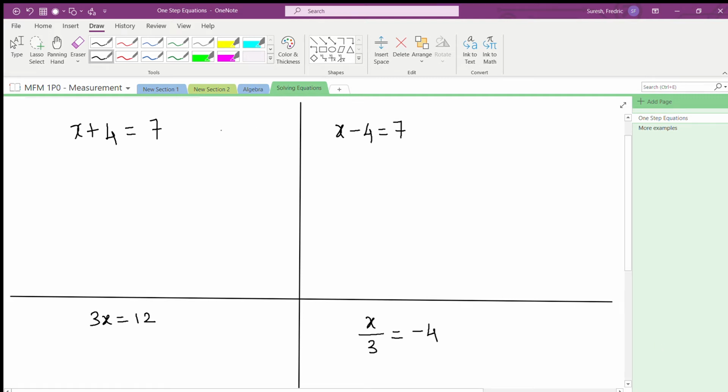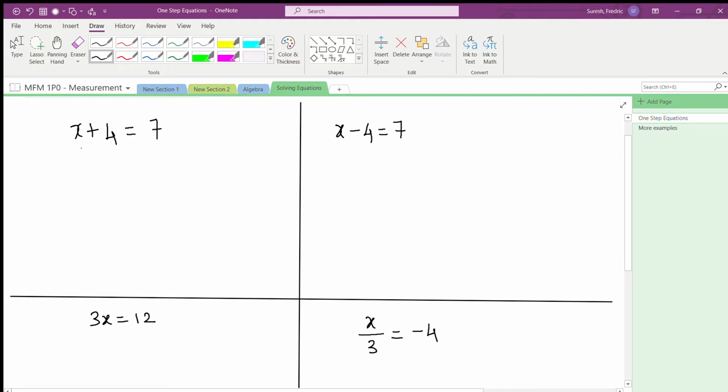Hey guys, in this video we're going to talk about how to solve one-step equations. When we say solve, what we mean is we want x just by itself on one side, and we want all the numbers on the other side. Another way of saying solve would be to isolate for x.